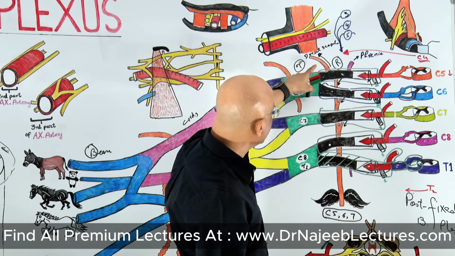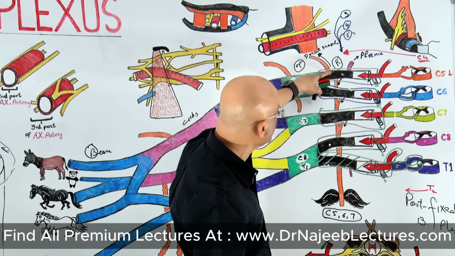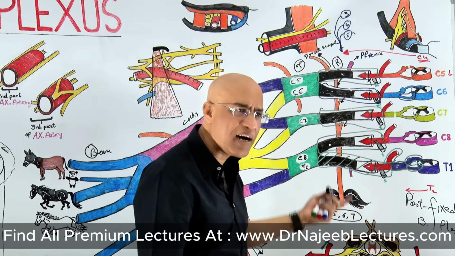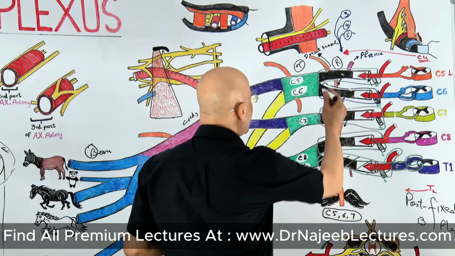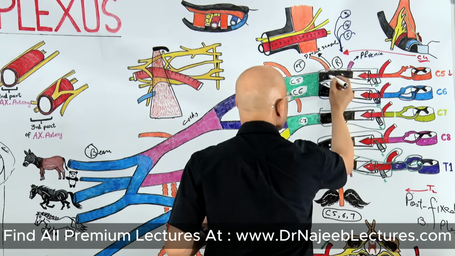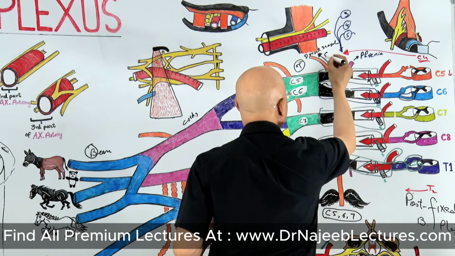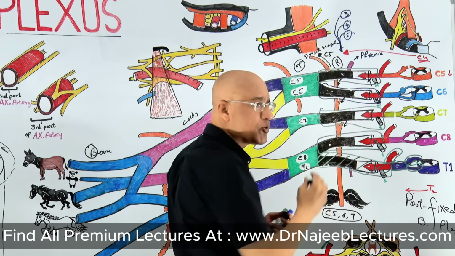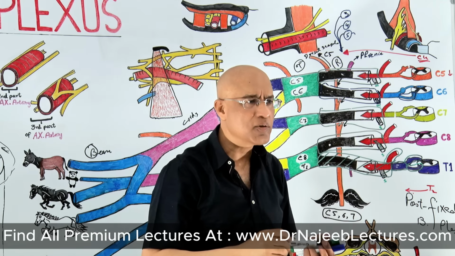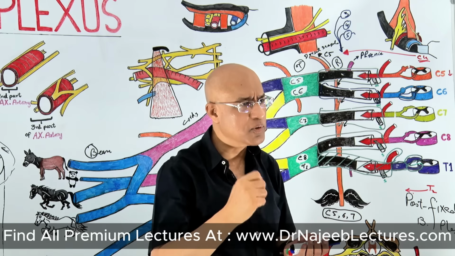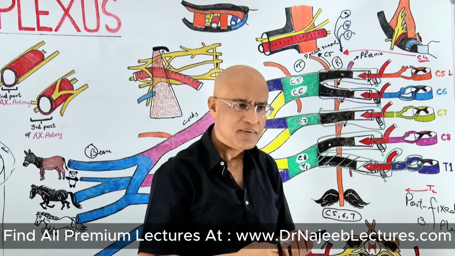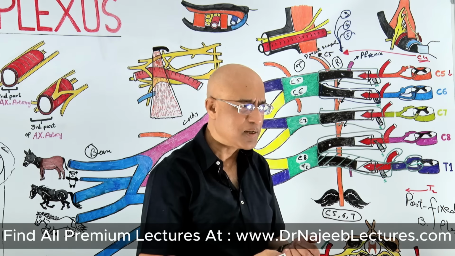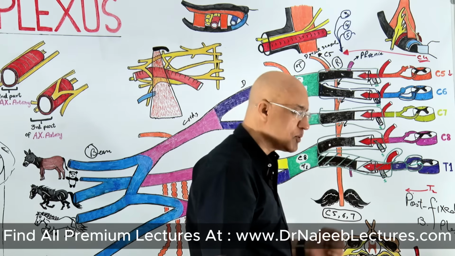And you can guess, what is the root value of the dorsal scapular nerve? C5. Because it takes origin only from here, so this is the C5 root value. It is so easy. I think these root values are so easy that they should not be taught. Am I right? You don't agree with me? Okay. Then I continue teaching you.